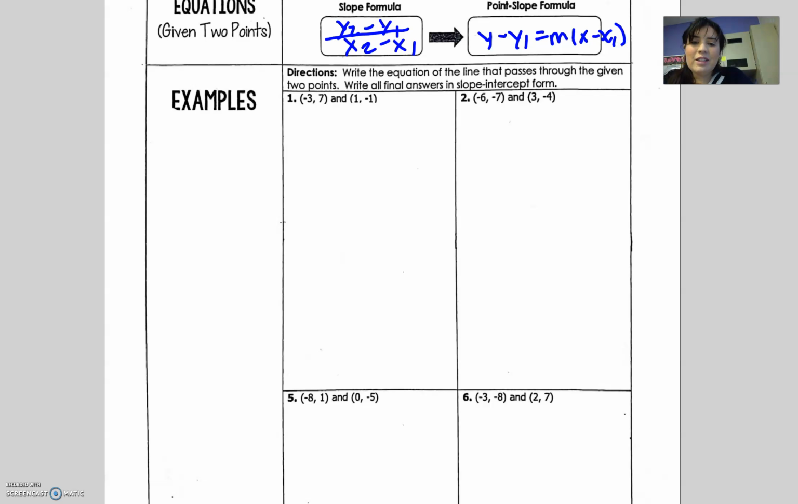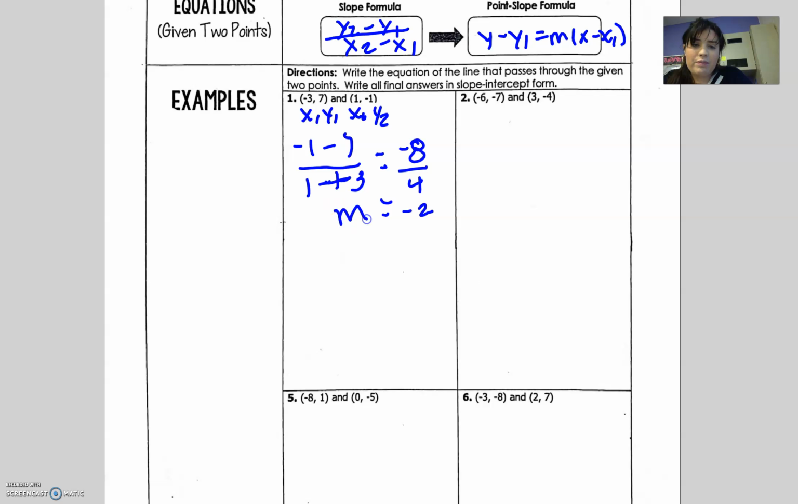Okay, so we're finding our slope first, which are x1, y1, x2, y2. So we're going to do negative 1 minus 7 over 1 minus negative 3. And look, we got those 2 minus signs. We're going to make that into a plus. So we get negative 8 over 4, and that reduces to negative 2. So that is our m.